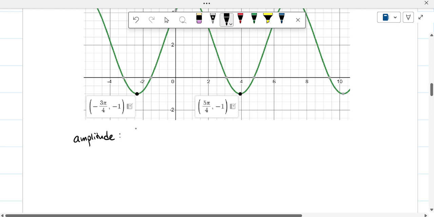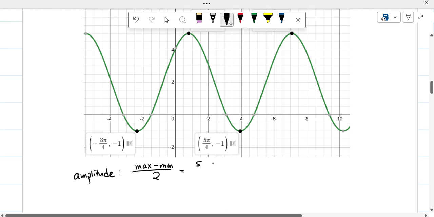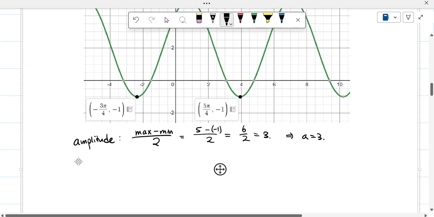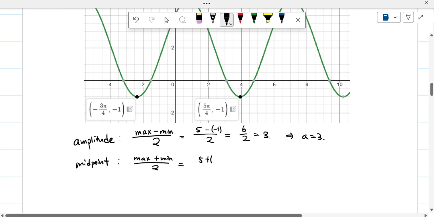So let's first look at the amplitude. Amplitude is found by the max value minus the min value, divided by 2. In this case, the maximum is 5, the min value is -1. So the amplitude is 3, which tells me that A is equal to 3. I also know the midpoint. In a similar fashion, it's the maximum plus the minimum divided by 2, which tells me that the D value is 2.